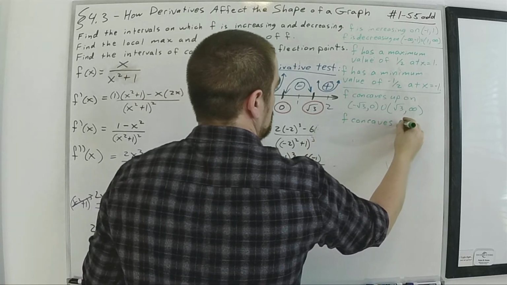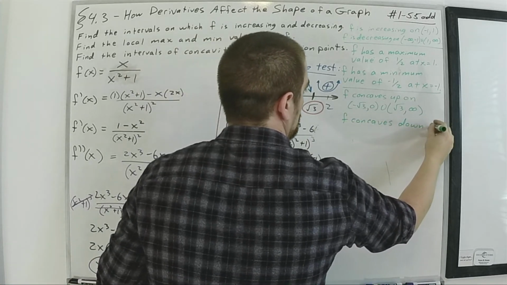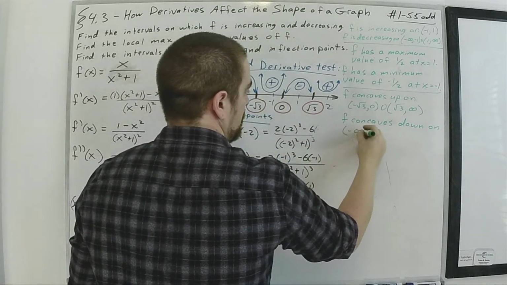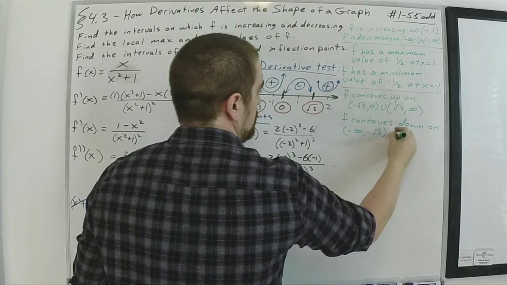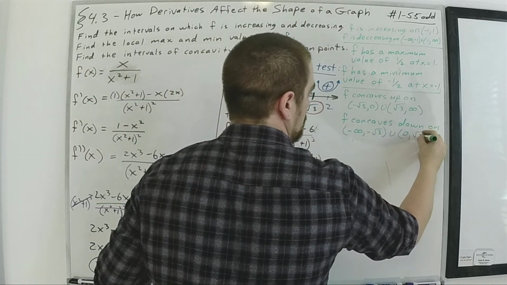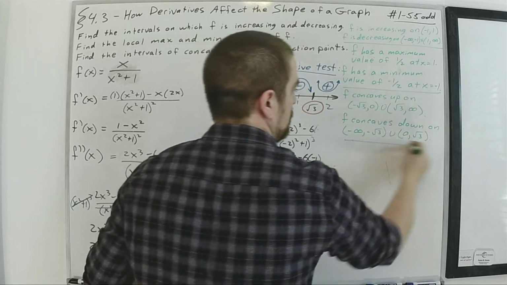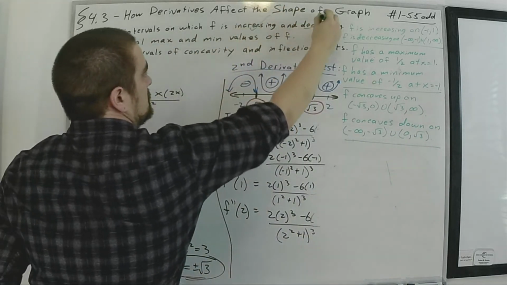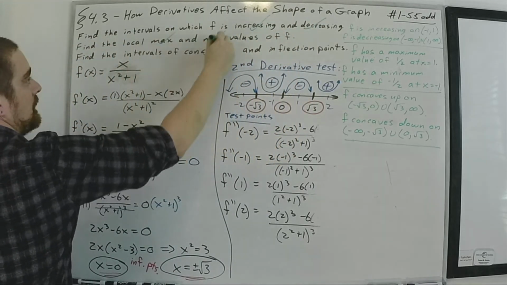f concaves down on -∞ to -√3, union 0 to √3. So that takes care of my concavity. Increase, decrease, max, min, concavity.